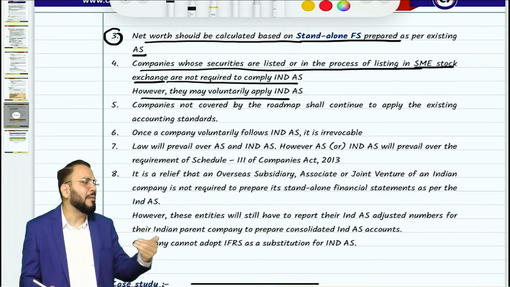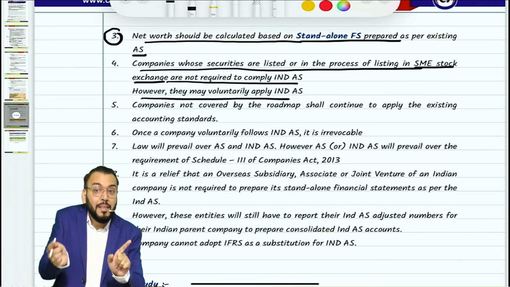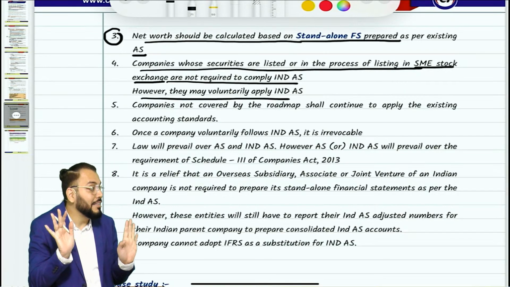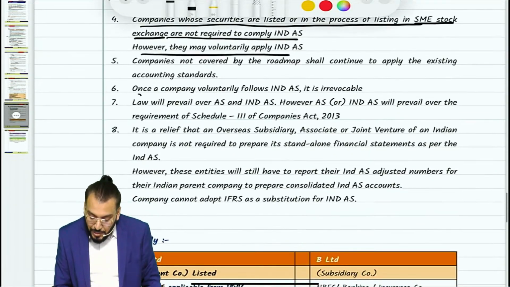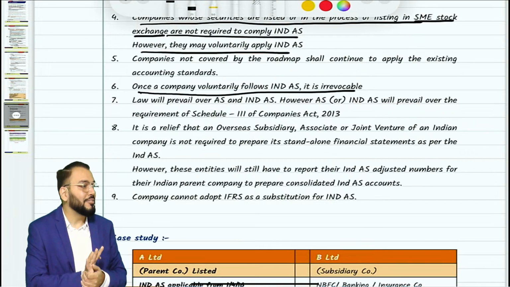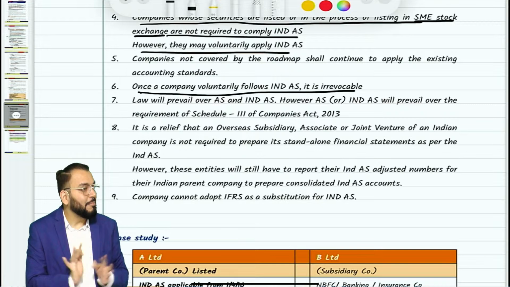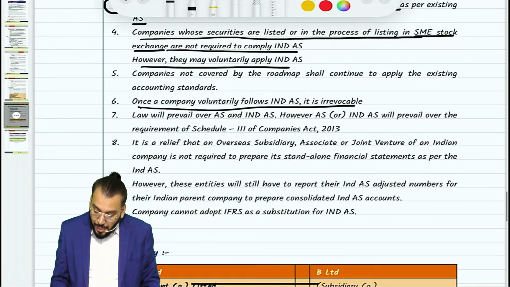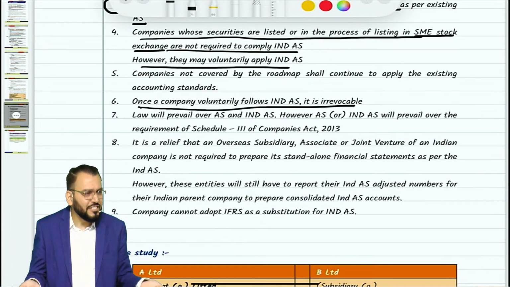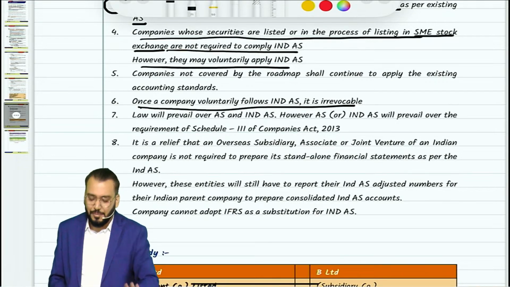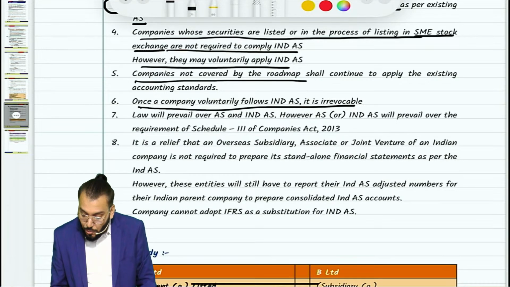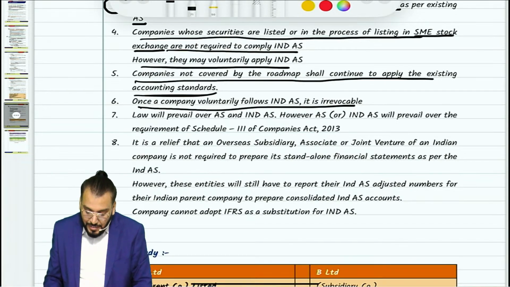Already I have said that once we adopt voluntarily, then we cannot revert back. Means it is an irrevocable option. So once a company voluntarily follows Ind AS, it is what? Irrevocable. Understood? Simple. Correct? Now, one thing that we have understood: if Ind AS is not applicable, then apply what? AS, existing accounting standard. So one clarification has been given, don't worry, you need to apply the accounting standard. So companies not covered by the roadmap shall continue to apply the existing accounting standard.